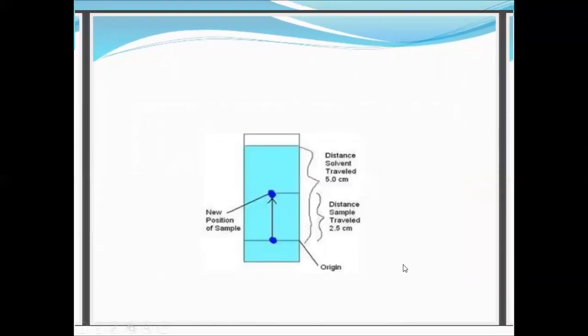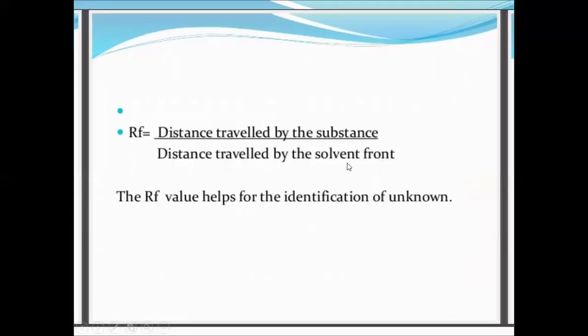See here, this is the origin, and the sample has risen to here. So distance traveled by the sample by distance traveled by the solvent, this is the RF value. The main principle here is the distance traveled by the substance by the distance traveled by the solvent. This RF value helps in the identification of the unknown compound. RF value means retardation factor. So this factor governs the principle of the chromatography.